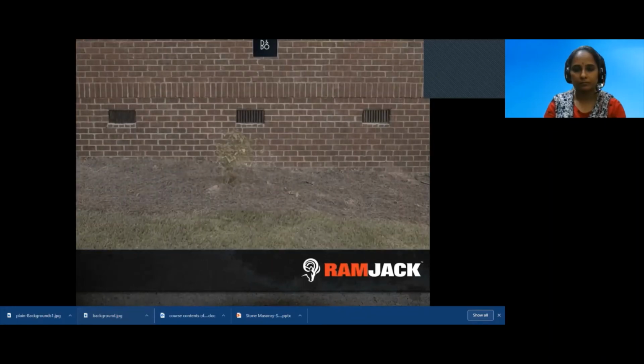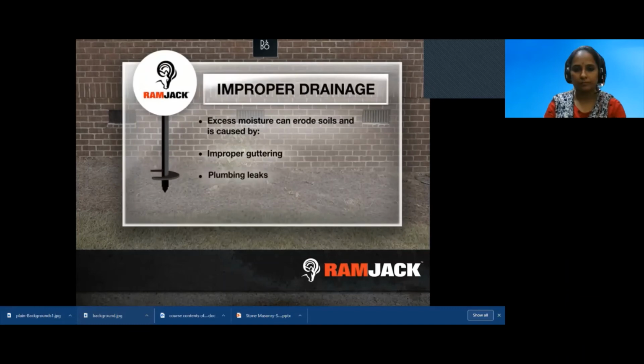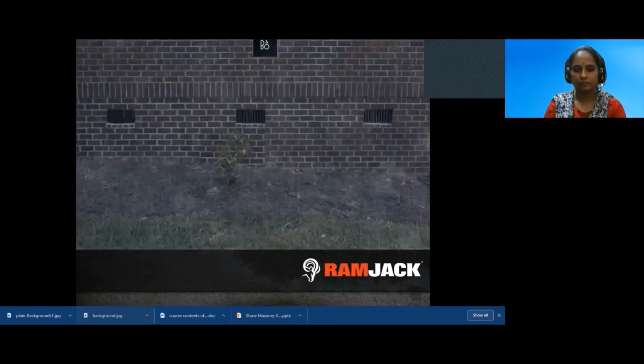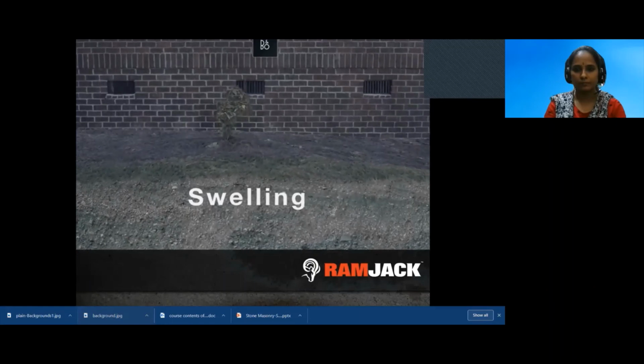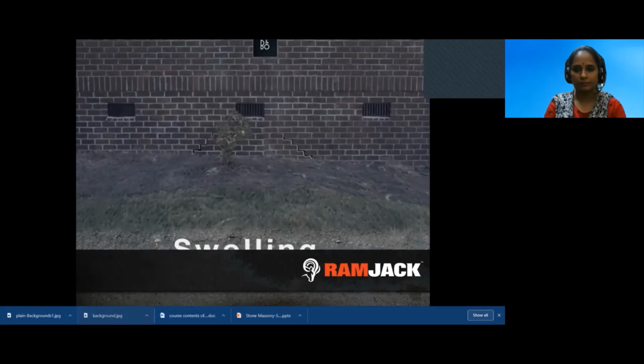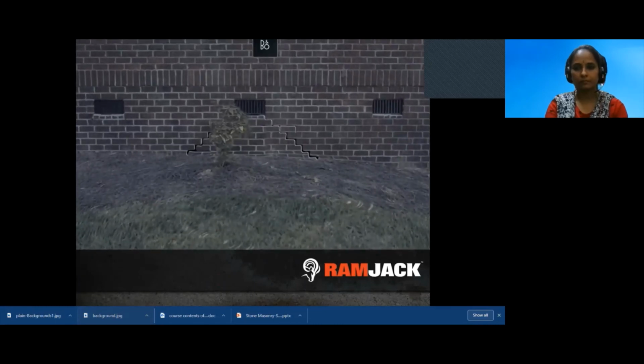Improper drainage can also lead to foundation damage. Excess moisture can erode or consolidate soils, causing a structure's foundation to begin to settle. Many poor drainage issues are due to improper guttering, plumbing leaks, and the slope or grade of the land. Should the support soils contain expansive clays, excess moisture resulting from improper drainage can cause the soils to swell and heave up, lifting the foundation. This can result in serious damages and extensive, costly repairs.